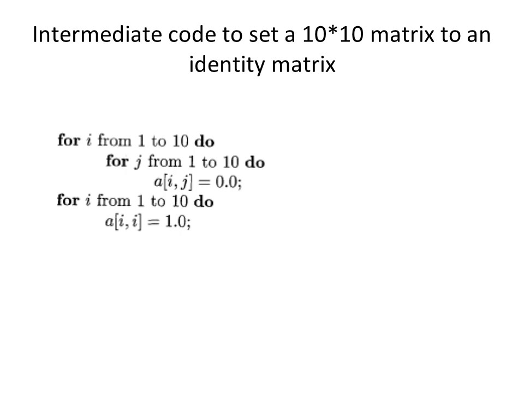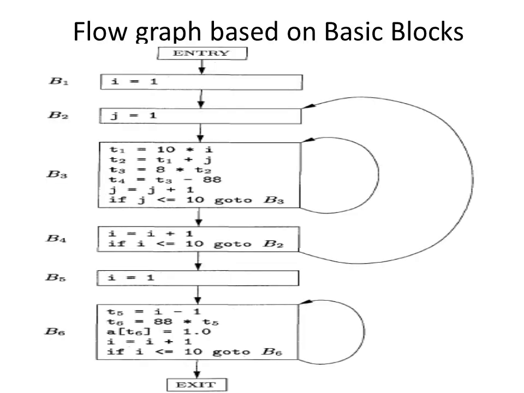Then for converting to the identity matrix, for I from 1 to 10 do A of I comma I equal to 1.0. So A of I comma I will be assigned 1. This is called identity matrix. Then flow graph based on basic blocks.